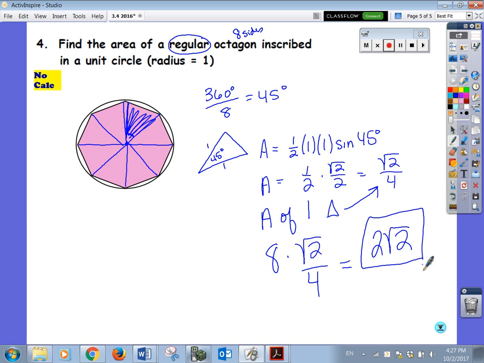There were no units given, so me, Mrs. John, I do not care if you put u squared or unit squared, but be sure to ask your teacher. If your teacher requires you to put u squared or unit squared, they can do that. So you must follow what your teacher tells you to do.